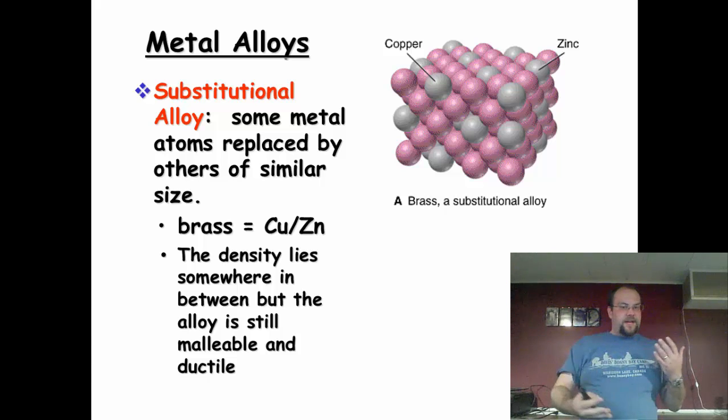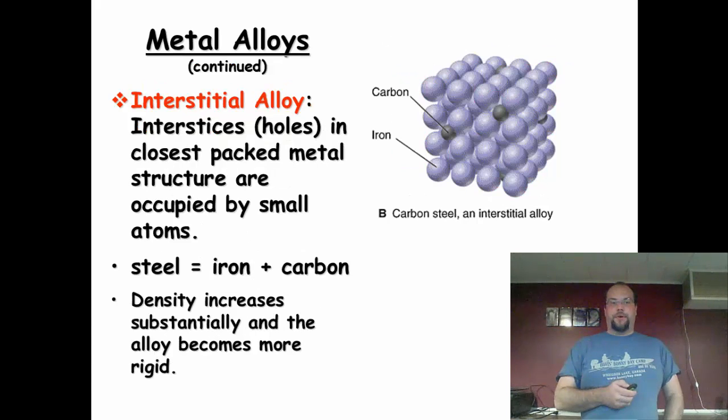They're roughly the same size, so the density doesn't change at all. And it's still very metallic. You haven't really changed a lot of its original properties. You might have made it a little bit harder, a little bit softer, a little bit more malleable, a little bit less malleable, but not a ton changed with a substitutional alloy. An interstitial alloy is very different.